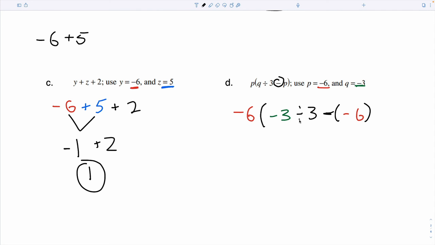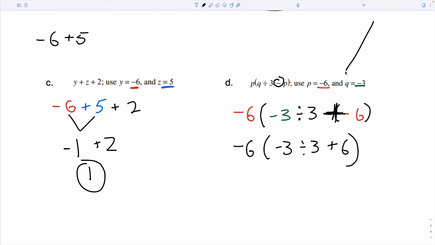This is the hardest problem that you'll see today unless you get to gold. Before I start, let's simplify inside of here. It's a double negative, so make a giant plus. Rewrite it so it's all one sign. Negative 3 divided by 3 plus 6.